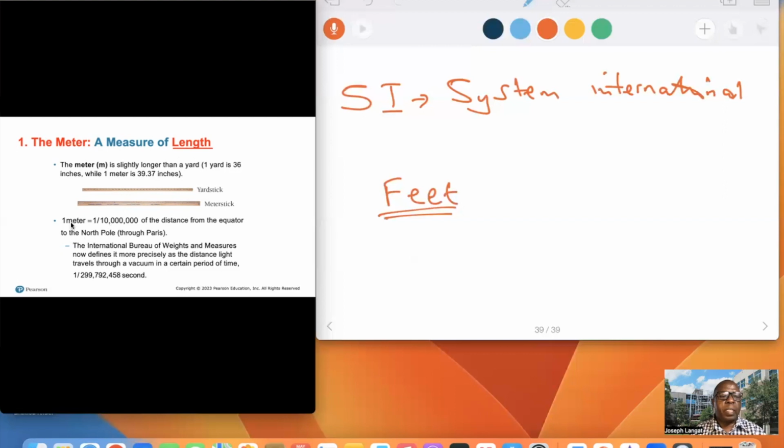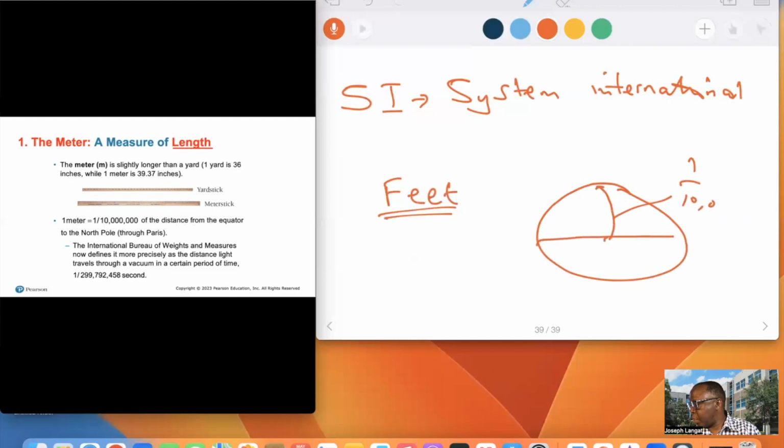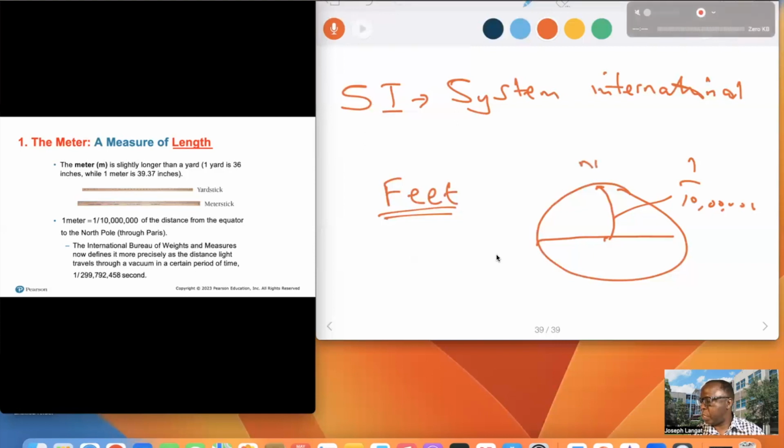Originally, the meter was defined as the distance from the North Pole to the equator, which was 1/10 million of the distance from the equator to the North Pole. So if this is the Earth, this is the equator. What is this distance here? It is 1/10,000, 10 million from the North Pole. If this is the North Pole, all right, we talk about the meter.